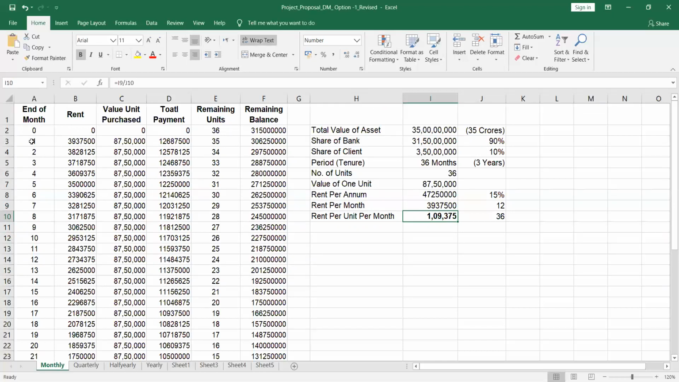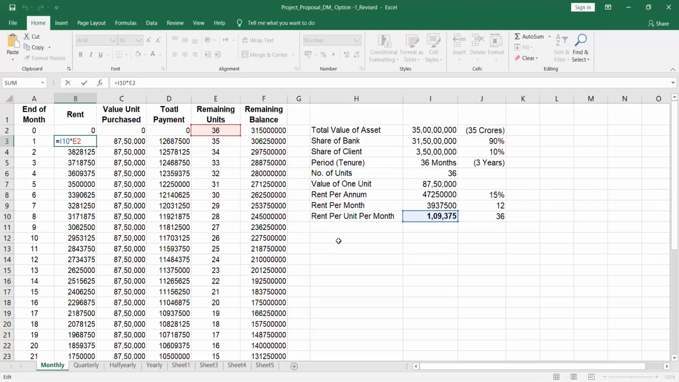At the end of the month, 1 month has passed. So the customer has to pay the rent, and then the customer has to purchase 1 unit also. Total payment will be there, and then balance will be there. You see how the rent has been calculated if you click it. So 1,09,375 rent per month has been multiplied by 36, into E2.